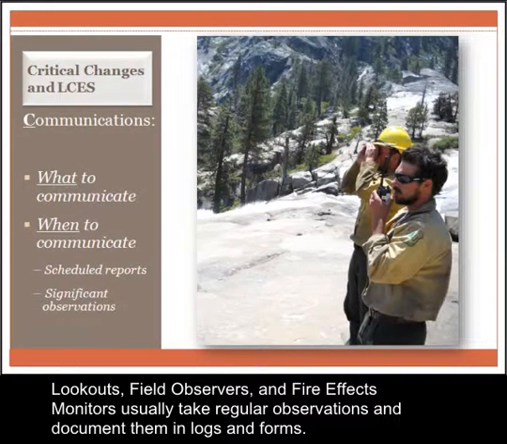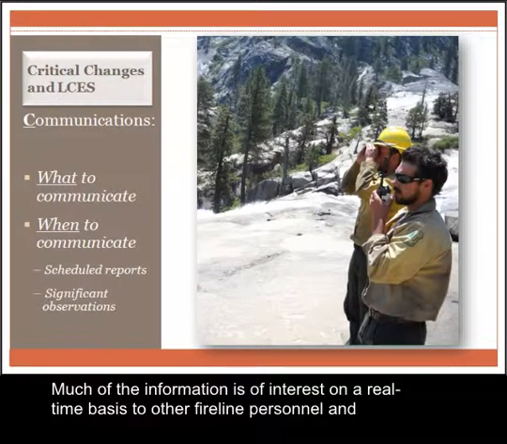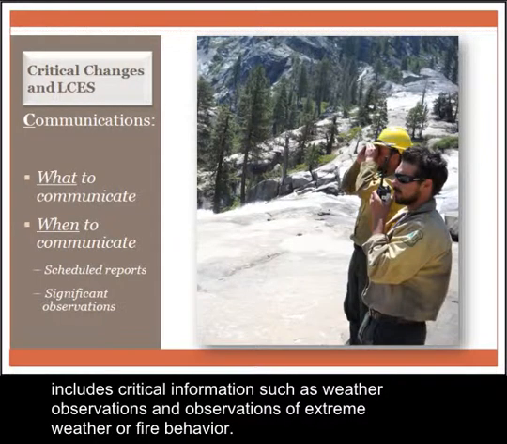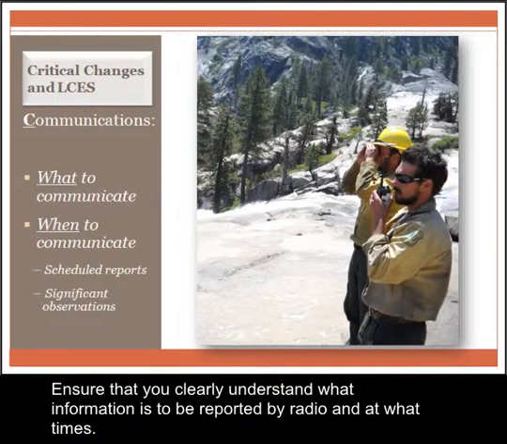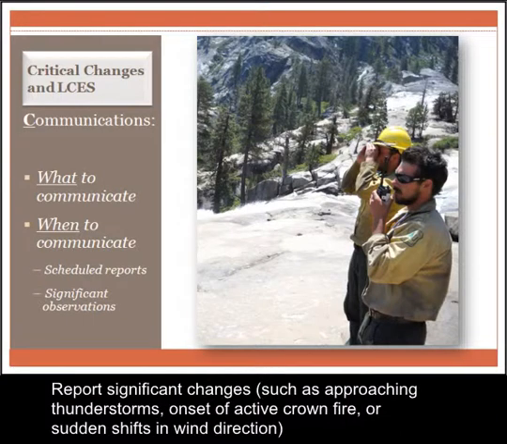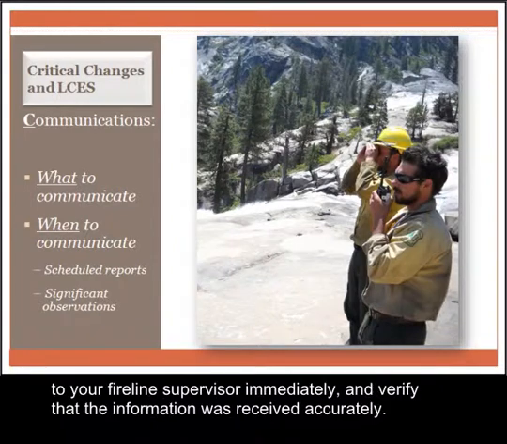Lookouts, field observers, and fire effects monitors usually take regular observations and document them in logs and forms. Much of the information is of interest on a real-time basis to other fireline personnel and includes critical information such as weather observations and observations of extreme weather or fire behavior. Ensure that you clearly understand what information is to be reported by radio and at what times. Report significant changes, such as approaching thunderstorms, onset of active crown fire, or sudden shifts in wind direction, to your fireline supervisor immediately, and verify that the information was received accurately.